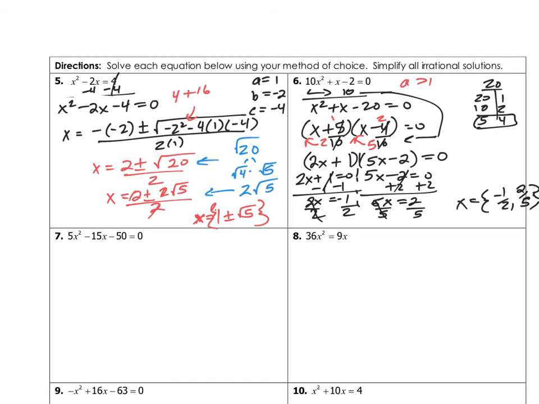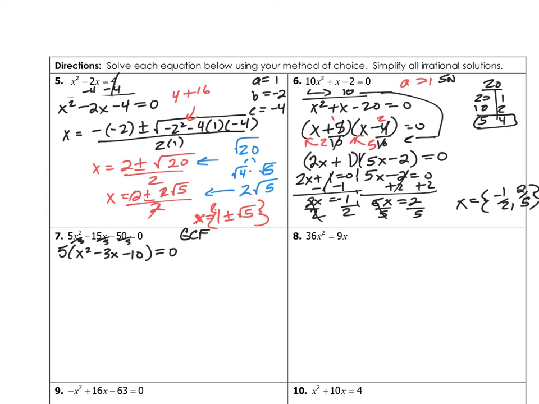All right, number 7. In number 7, I noticed really quickly, this is slip and slide. I noticed really quickly that each number either has a 5 or ends in 0. And so that is a clue that there's a GCF. Okay, so I'm going to take out a 5. There's not a variable in each term, so all I can take out is 5. And if I do that and divide each term by 5, I'm left with x squared minus 3x minus 10 equals 0.